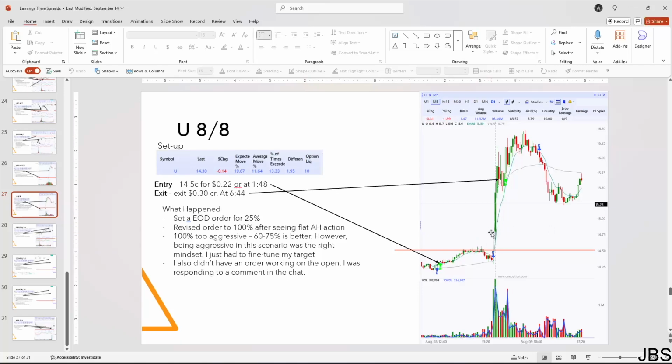Because it didn't really do anything. So it opened flat, and then the stock actually posted a nice green candle. So then I said, you know what? I'm actually going to push this to 100%. So I had an order out for 44.